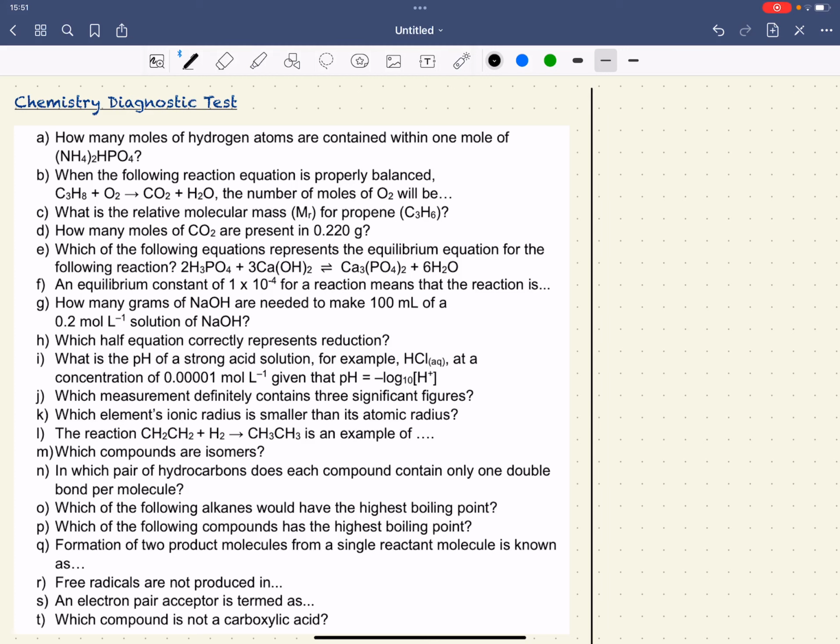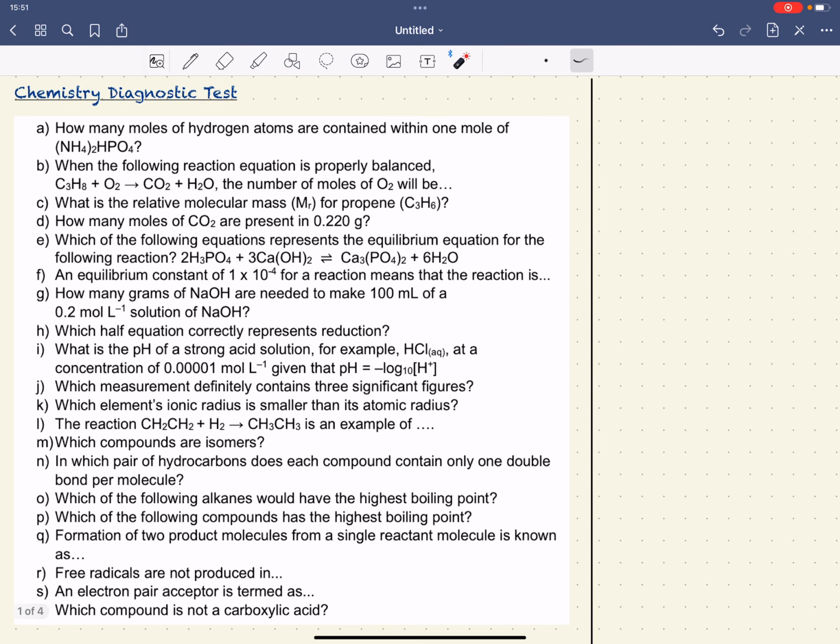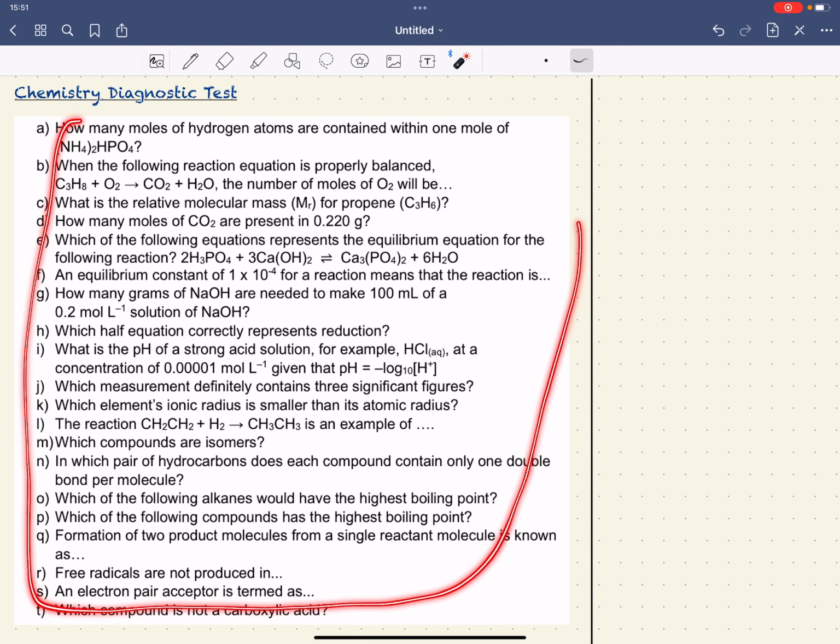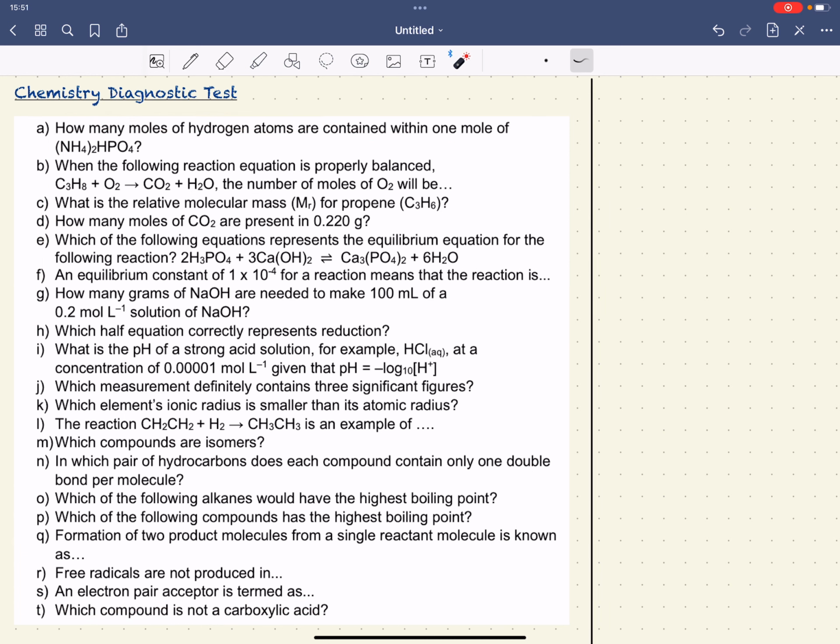Hi guys, in this video we're going to take a quick look at the answers and how we arrive at the answers in the chemistry diagnostic test. You can see that we've got all the questions to the test here. I haven't actually written the A, B, C, D options, but we'll go through them when we go through the answers.